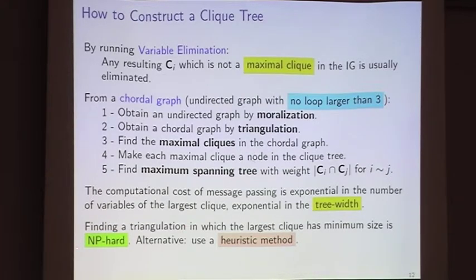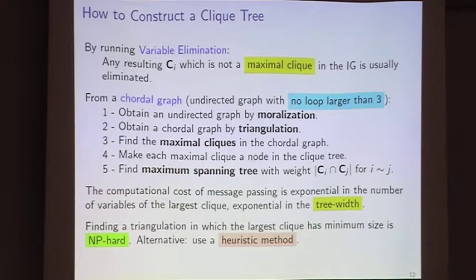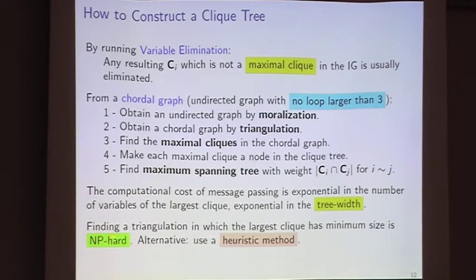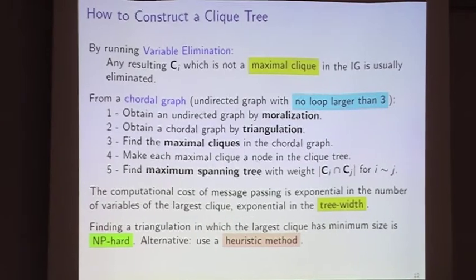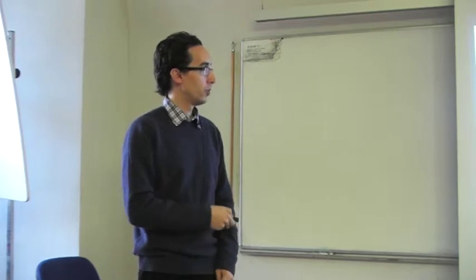So the idea is that if we want to have a clique tree in which we can have a low computational cost of message passing, we would like to find a triangulation that generates a largest clique which is small. Again, finding that triangulation is going to be an NP-hard problem, and the alternative is to use some heuristic method, in the same way that we were selecting an ordering for the variables to be eliminated during the execution of variable elimination. We can also use a heuristic method to do the triangulation.